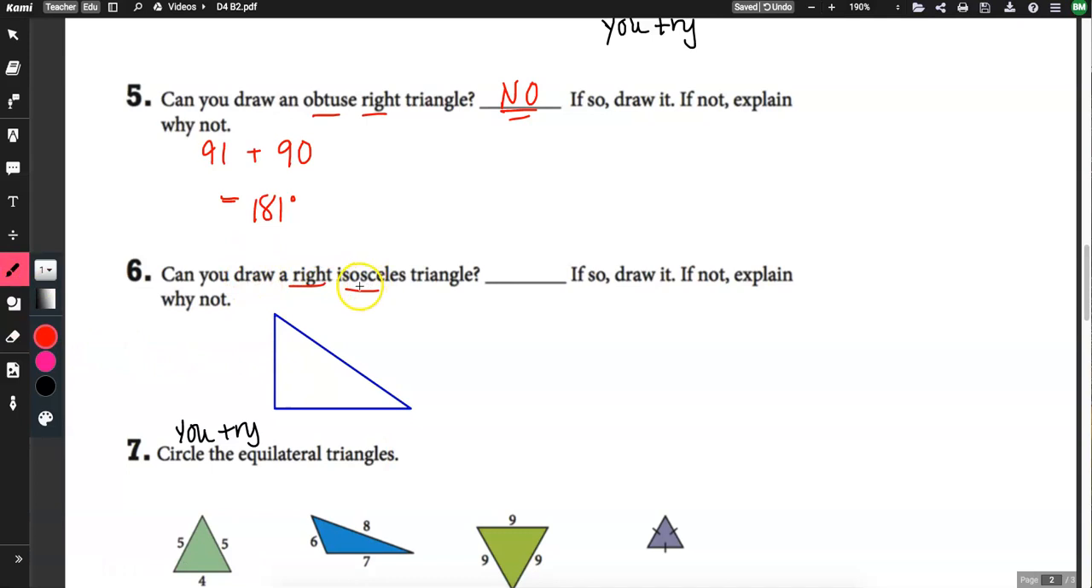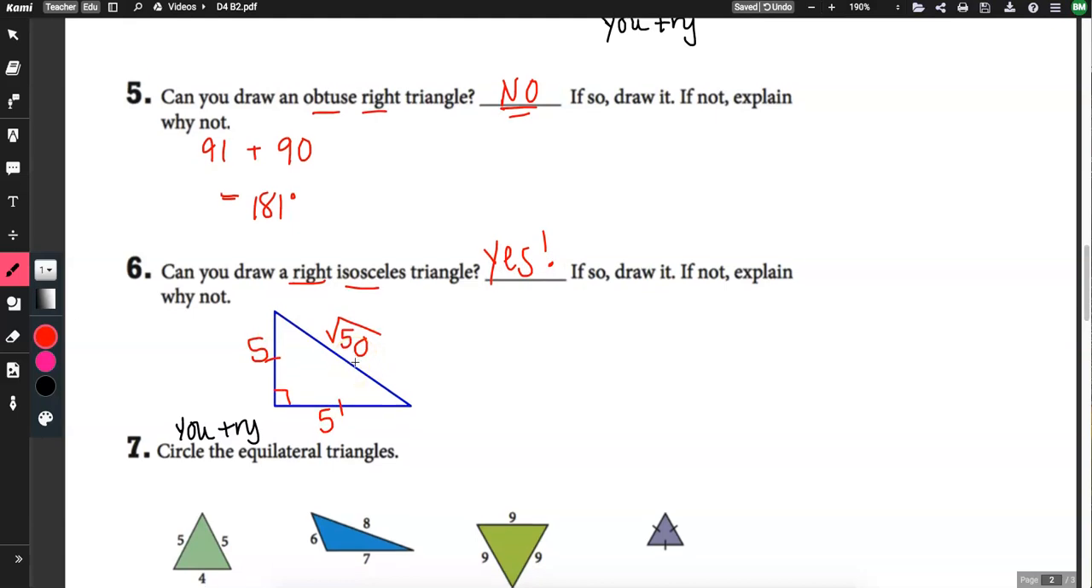If I want it to be isosceles, that means two sides have to be the same. Now, we haven't talked about this yet, so I'll kind of just tell you here. So let's say they're both 5. We're going to use Pythagorean theorem coming up here soon to figure out that missing hypotenuse. In this case, it's root 50. Don't worry about it if you have no idea how I got that. We'll show you eventually. So this is an example. Yes, I can. I just did. This triangle is isosceles. These sides are the same. And this is our hypotenuse, so we're good.